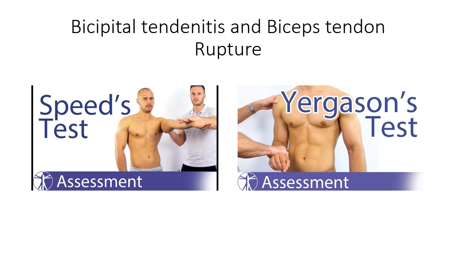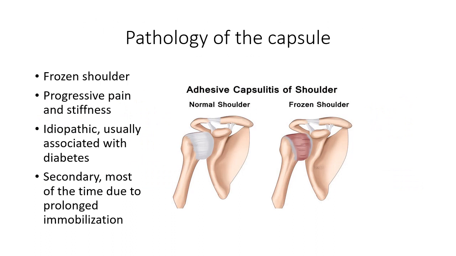Bicipital tendinitis and biceps tendon ruptures, we can diagnose them clinically and by the Speed test for the long head and Yergason test. Now moving to the pathology of the capsule, frozen shoulder or adhesive capsulitis.